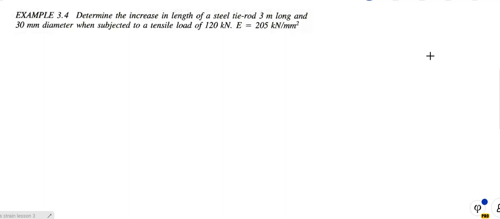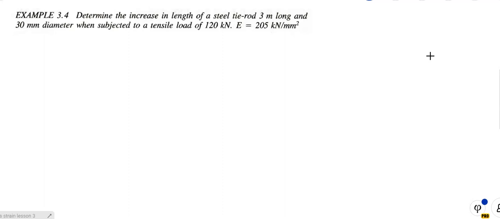It says determine the increase in length of a steel tie rod 3 meters long and 30 millimeters diameter when subjected to a tensile load of 120 kilonewtons. They were given the E value. Now remember, stress is equal to force over area and strain is equal to the change in length over the original length. Right, what does it want us to determine?